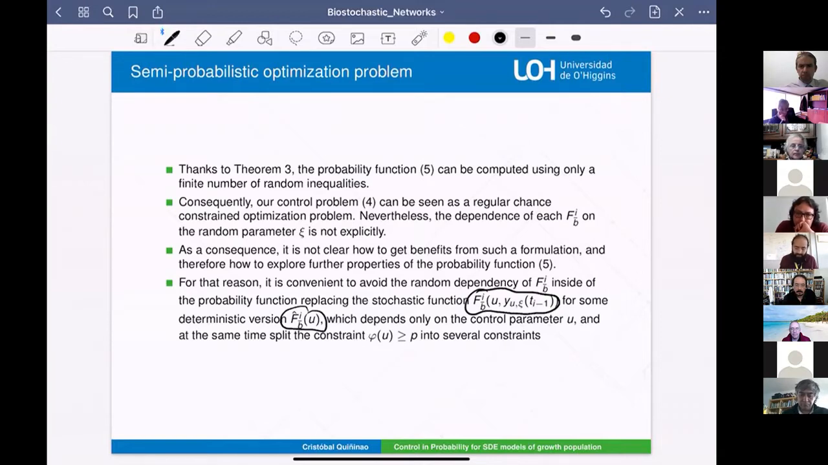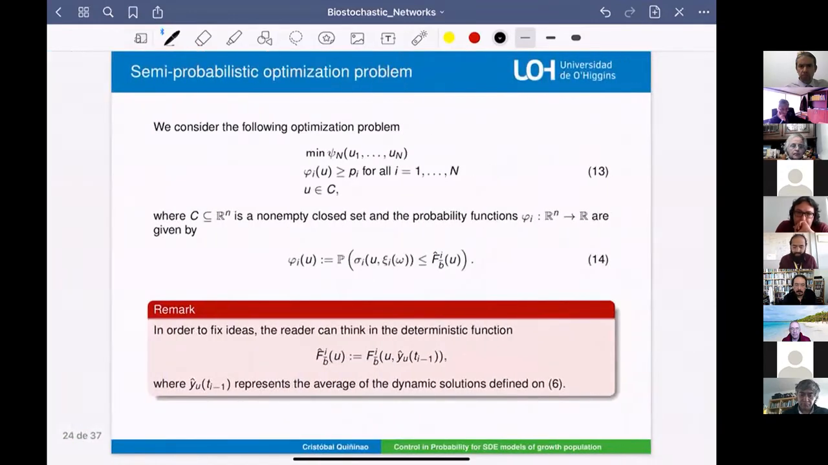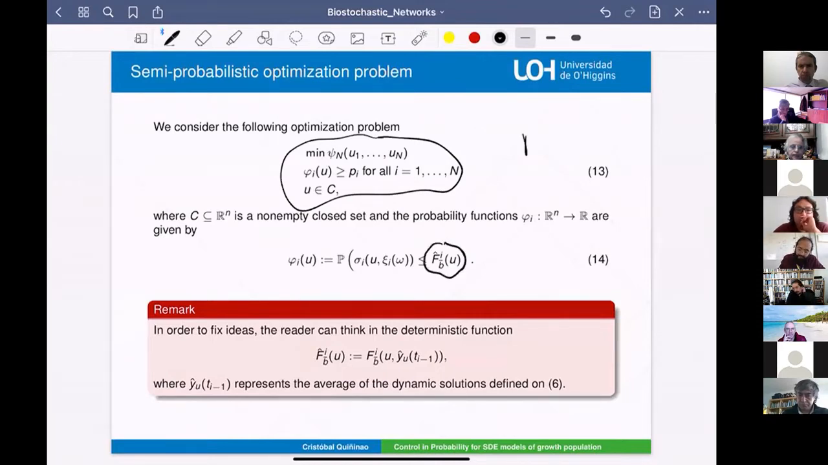That's a good point. So now the problem that you actually solve has the same dynamics, but with this optimization problem: minimization of the finite set of phi_i, where we replace this general f, which was actually something like this.